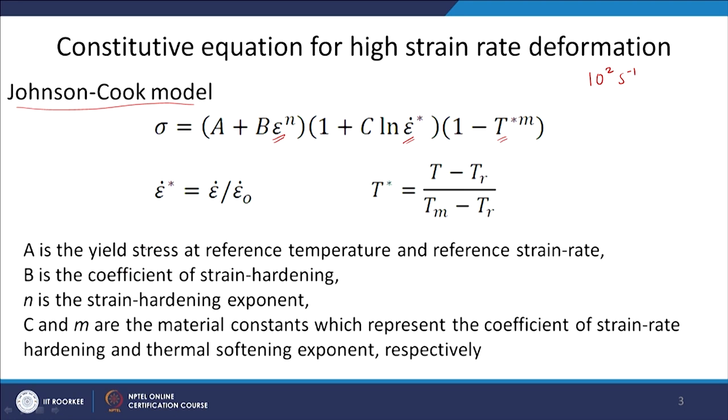A is the yield stress at reference temperature and reference strain rate, and B is the coefficient of strain hardening. Of course, because it is coming here, n is the strain hardening exponent, and C and m are the material constants which represent the coefficient of strain rate hardening and thermal softening respectively.